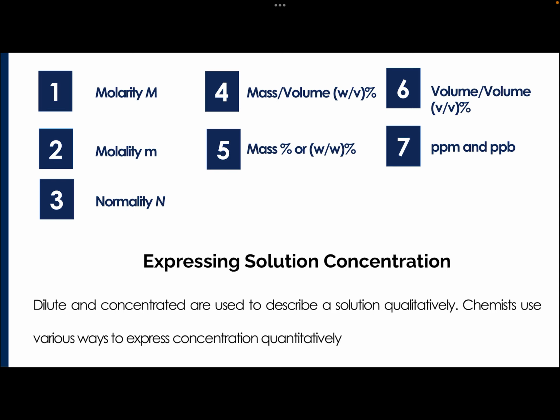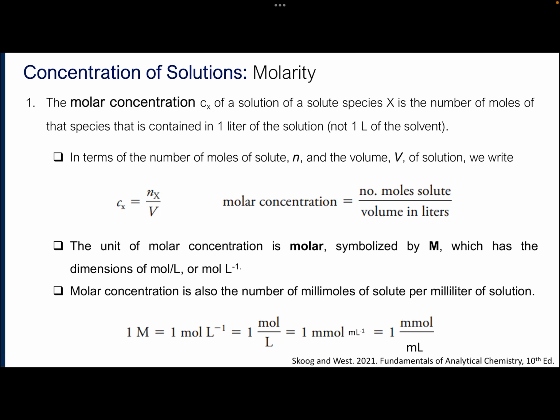Okay. So again, these will be the different concentrations that we should learn. So we have the molarity, normality, and then the percent composition, the ppm and the ppb also. Okay, so we will now start with the molar concentration. So this is the number of solute X, which we report in terms of moles per liter of solution.